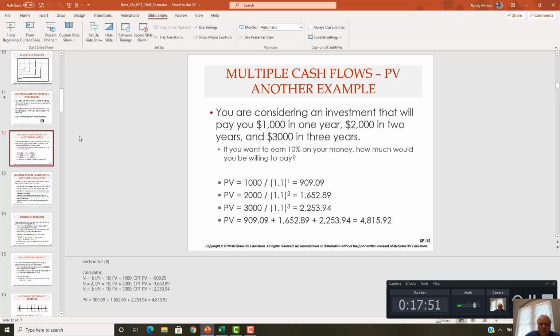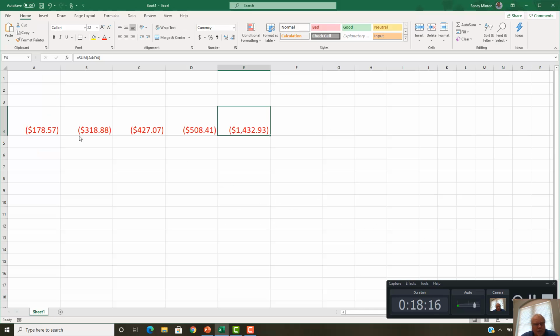All right, another example. You are considering an investment that will pay you $1,000 in 1 year, 2,000 in 2 years, and 3,000 in 3 years. So if you want to earn 10% on your money, how much would you be willing to pay for it today? Okay. So now let's just take a look at each one of those and see what the present value is, and we'll just go through it the same way. Only this time we'll try to do it correctly.